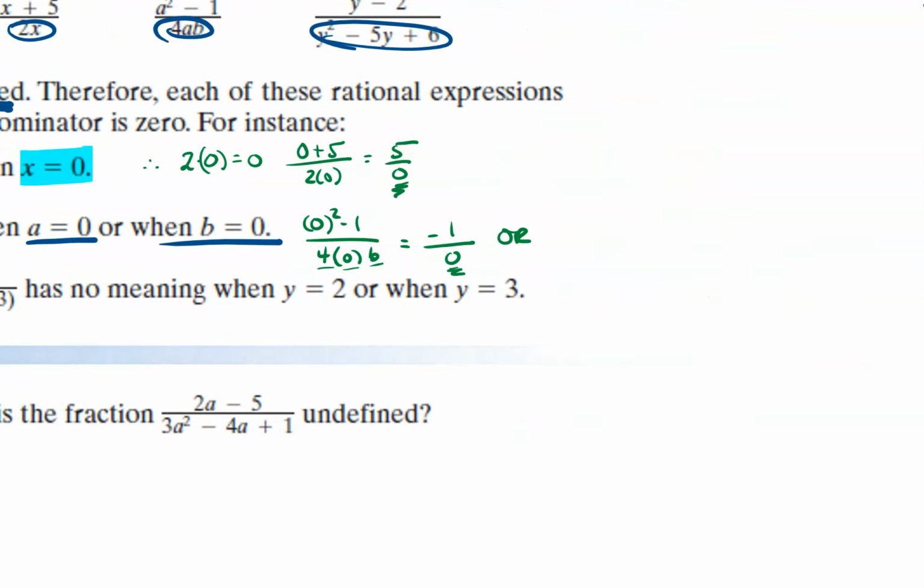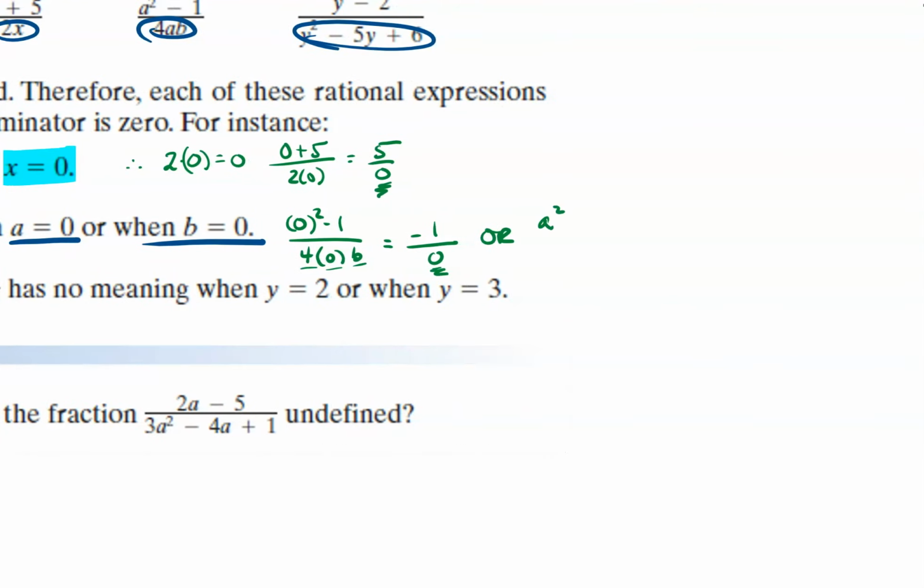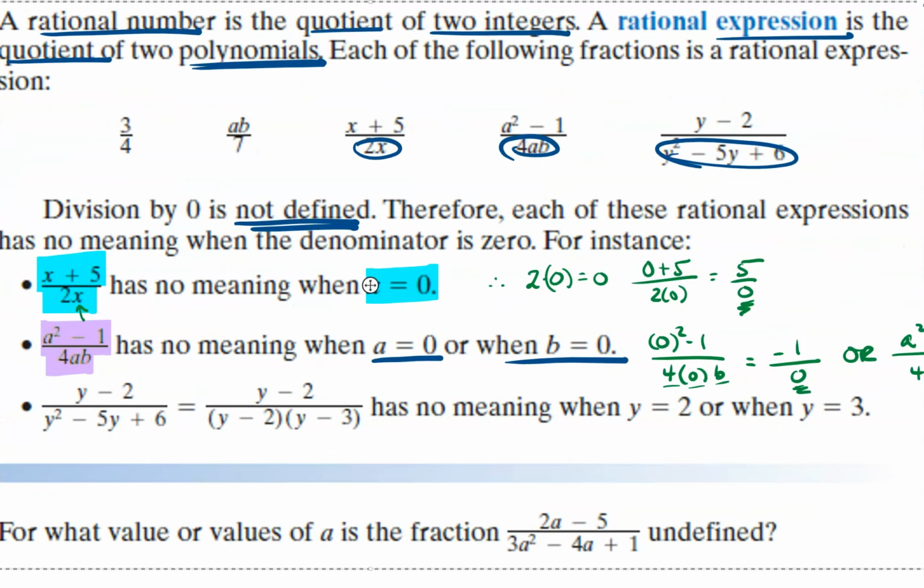If b was equal to 0, we'd have an unknown a value, a squared minus 1 divided by 4 times a times 0, and we run into the same problem. Even though I don't know what a is, I know that the denominator ends up being equal to 0, and we can't have that. It's an undefined result.